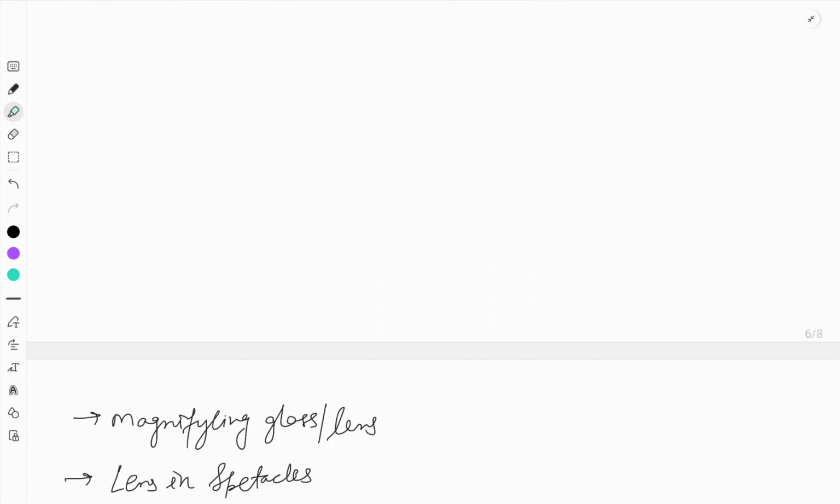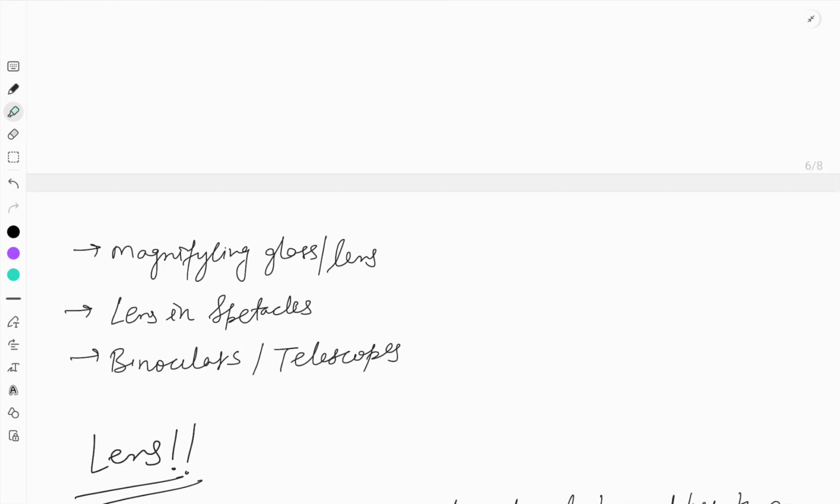Okay, now, have you seen a magnifying glass before? Magnifying glass or lens. You have of course seen it. You have used it to enlarge your textbooks and stuff. Some of you might have even used it to burn paper from the sun. How does it do that? How does a magnifying glass work?